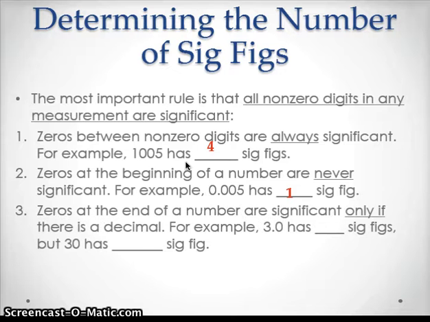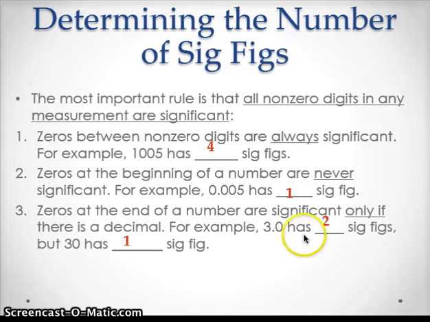Three, zeros at the end of a number are significant only and only if there is a decimal. For example, 3.0. Because that zero's at the end and there's a decimal, we say that it's significant. So there's two significant figures there. But 30 doesn't have a decimal. So even though it's at the end, it's not significant because there's no decimal. So there's only one significant figure there.